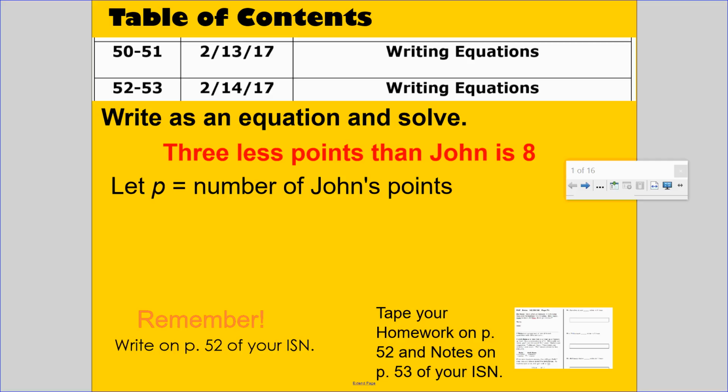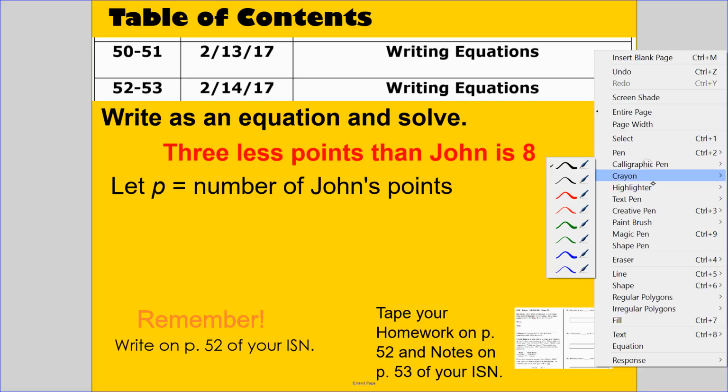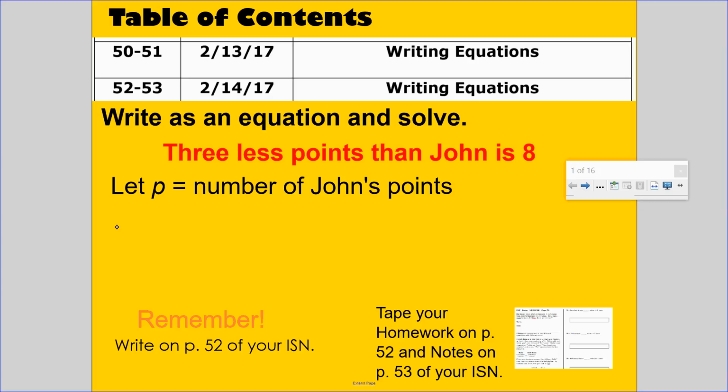If you're not really good at this, let this rectangular model represent P. So it's 3 less points than John. You're taking 3 away from John's points. So it's P minus 3 equals 8. So it's 3 less points than what John has.